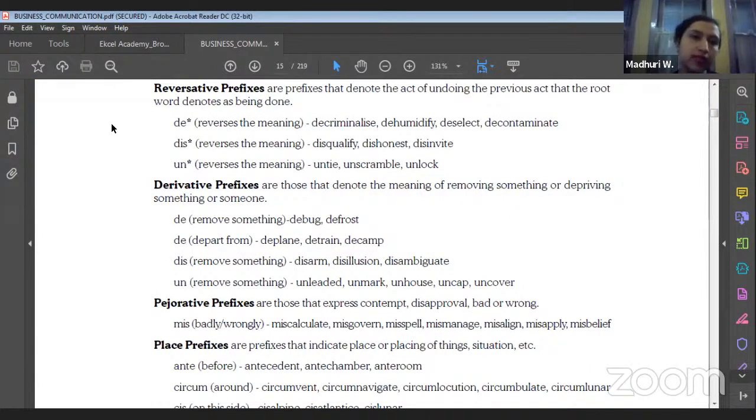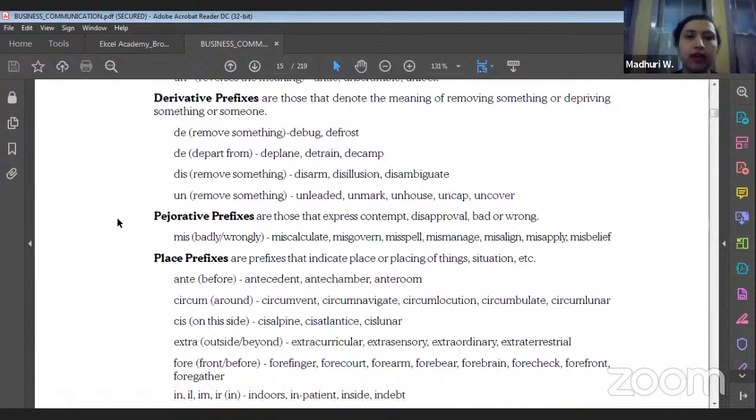Sometimes we also come across reversative prefixes. Basically, these are prefixes that denote the act of undoing the previous act that the root word denotes as being done. For example, criminalize, the opposite is decriminalize, right? Select, deselect, contaminate, decontaminate. This again reverses the meaning. For example, qualify, disqualify, honest, dishonest. Like to tie up something and to untie something. Scramble, unscramble. Lock, unlock. Okay.